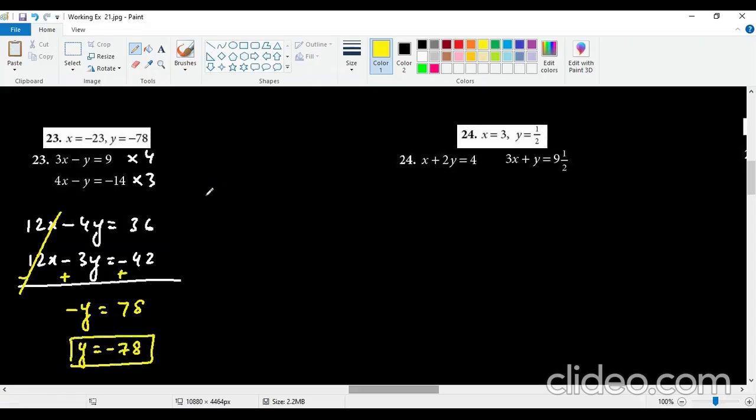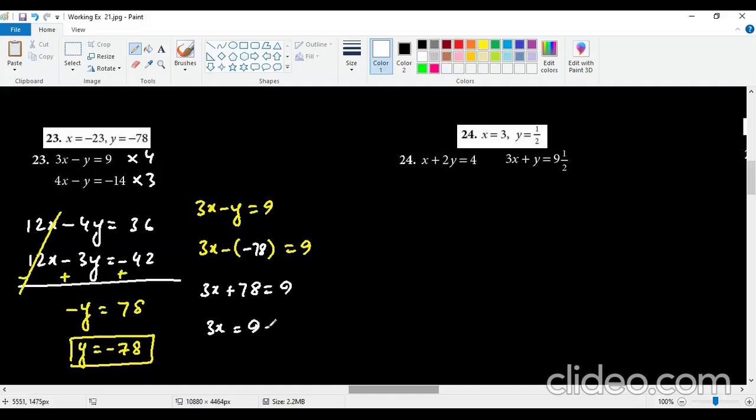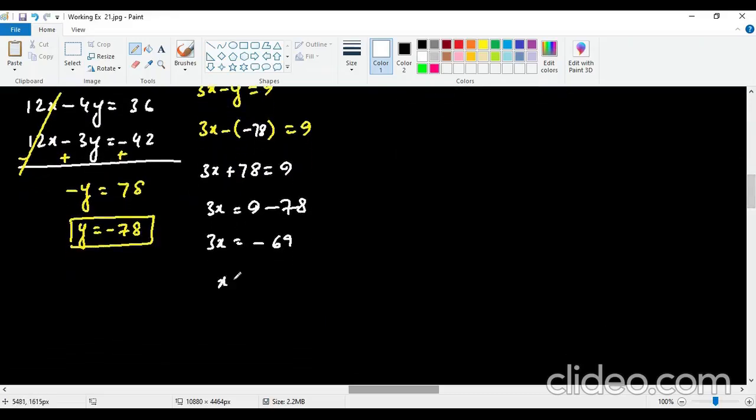Finding out the value of x, so it's saying 3x minus y equals 9, and 3x, now the value of y is negative 78, and 3x plus 78 equals 9, and 3x equals 9 minus 78. So 9 minus 78 is going to give us minus 69, and x will be equal to minus 23.